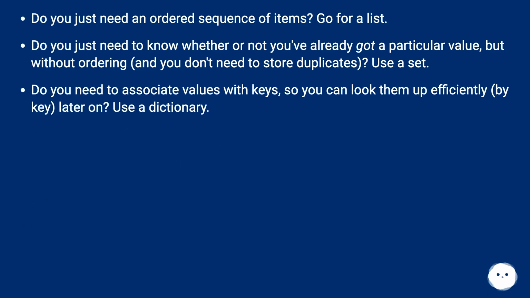Do you just need an ordered sequence of items? Go for a list. Do you just need to know whether or not you've already got a particular value, but without ordering, and you don't need to store duplicates? Use a set. Do you need to associate values with keys, so you can look them up efficiently, by key, later on? Use a dictionary.